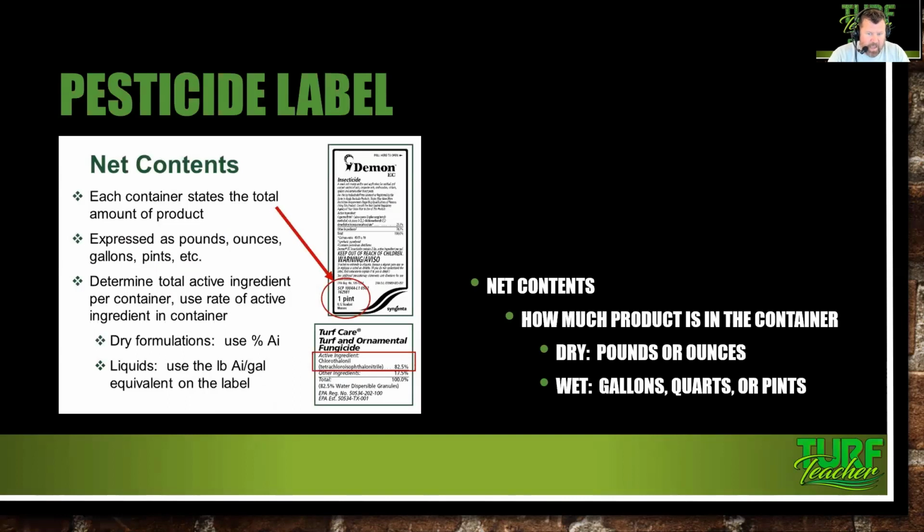Your net contents: how much product is in the container, whether it's dry or wet. If it's dry, it's going to be in pounds or ounces. If it's wet, it's going to be in gallons, quarts, or pints. And as you can see here on the Demon insecticide, we have 1 pint. Each container states the total amount of product expressed as pounds, ounces, gallons, pints, etc., and determines the total active ingredient per container. Dry formulations use a percentage of active ingredient. Liquids use the pounds of active ingredient per gallon equivalent on the label.